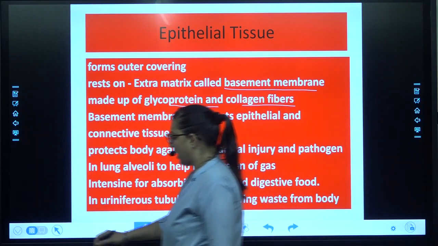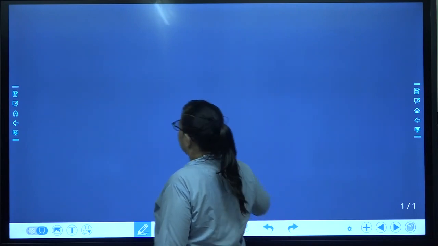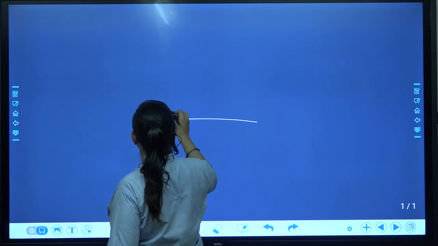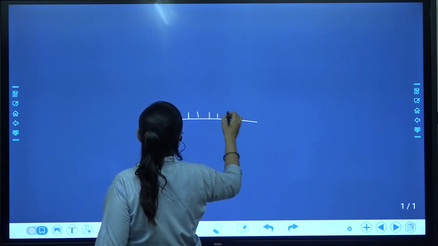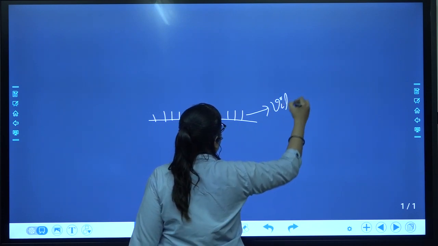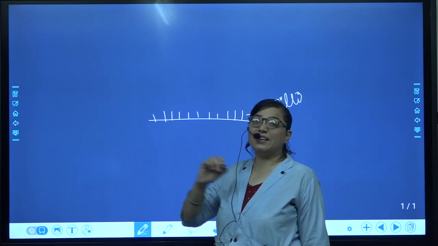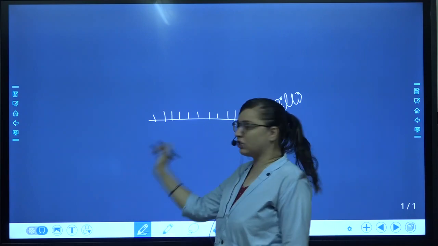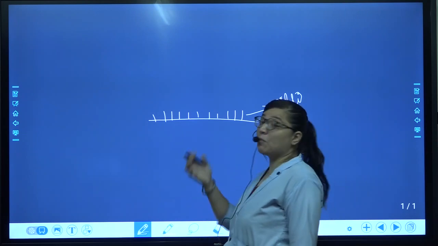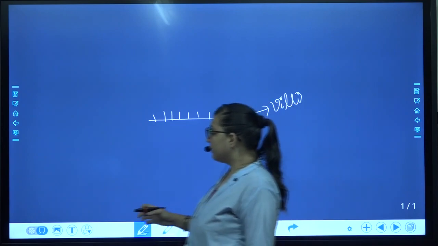Even in our small intestine, there are many finger-like projections which help in increasing the area, which are called villi. Okay, villi are present and they will increase the surface area. There are many hair-like structures present in the small intestine, and they will absorb all the nutrients and all the other materials.